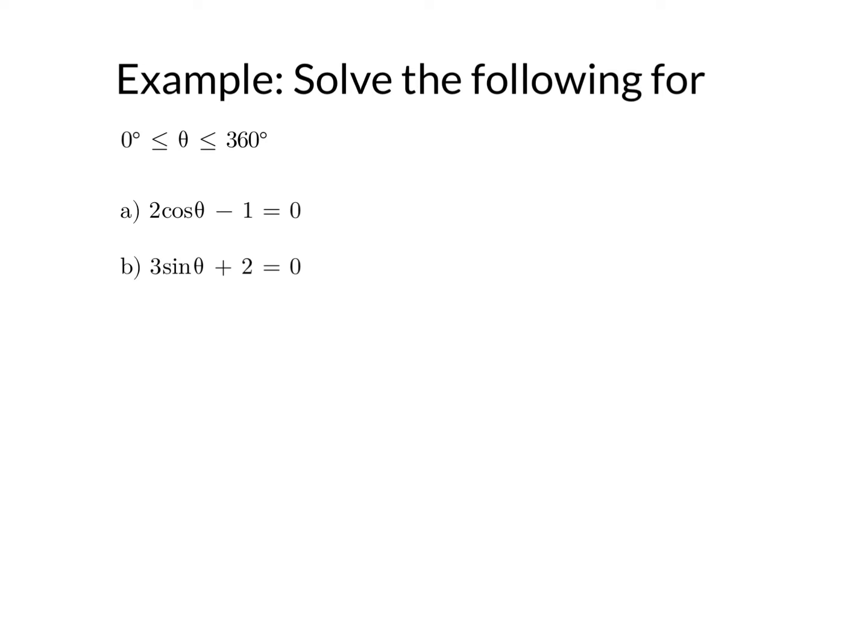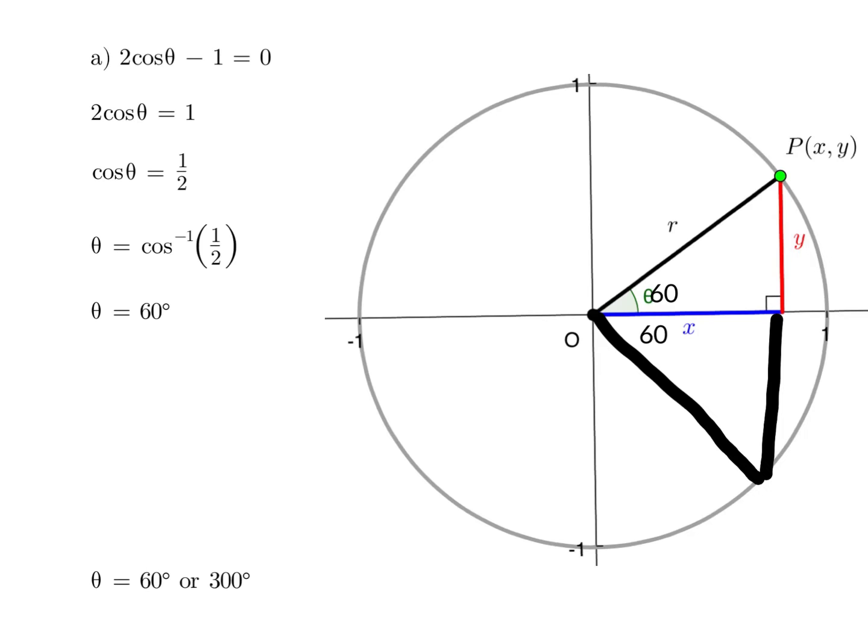So for the first one, remember you're making the trig function the subject, so you've got to get the cos theta by itself and then solve. And for the second one, you've got to get the sine theta by itself. Let's have a look at both.